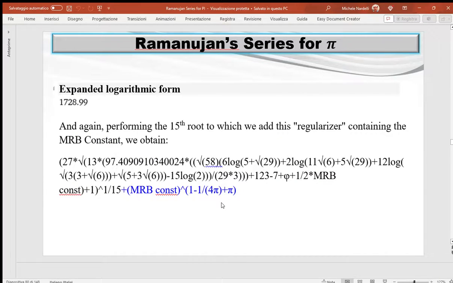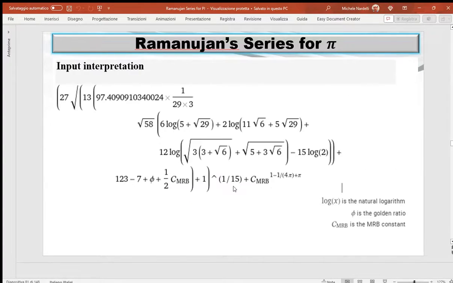And again, performing the 15th root, to which we add the following regularizer containing the so-called Meissel-Mertens constant, we obtain the following expression.